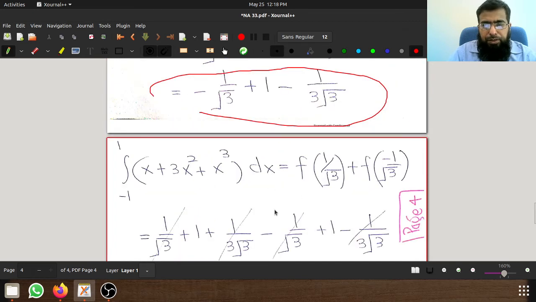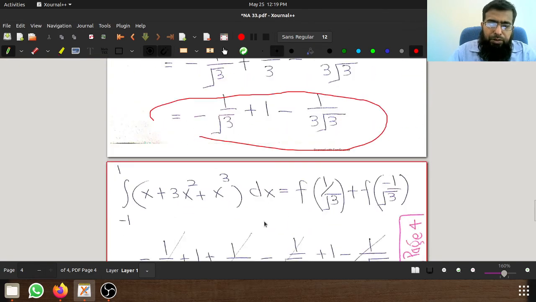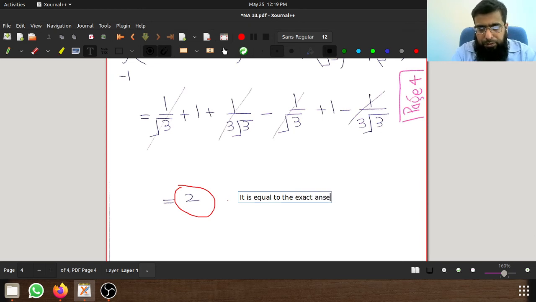Right, so this means that using the Gaussian quadrature rule we reach the same answer, the exact answer. So we reach the exact answer.